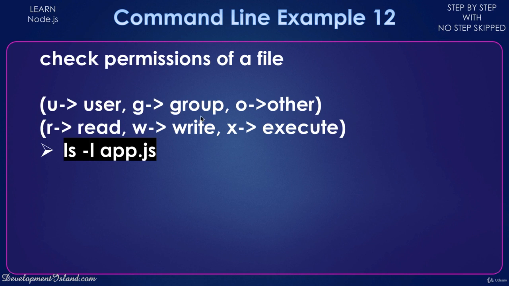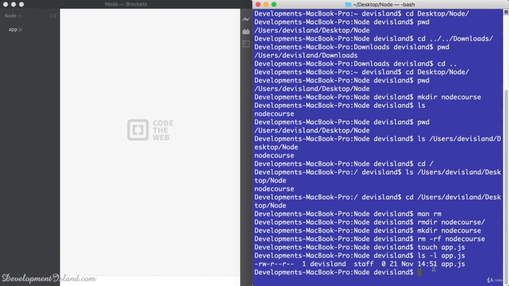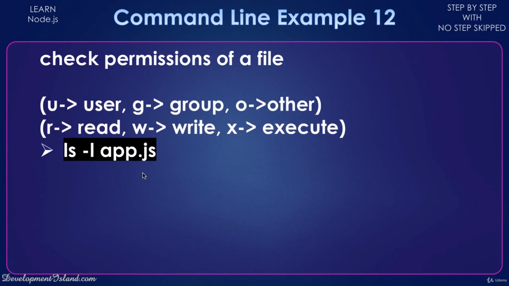Okay, so now to check the permissions, you just type ls, and then the option here is -l. All right, so let's try that with our file. So I'm going to try ls -l app.js. And you can see here that we've got read and write for the owner, and then read only for the group, and then read only for everyone else. Okay, so let's move to the next one.